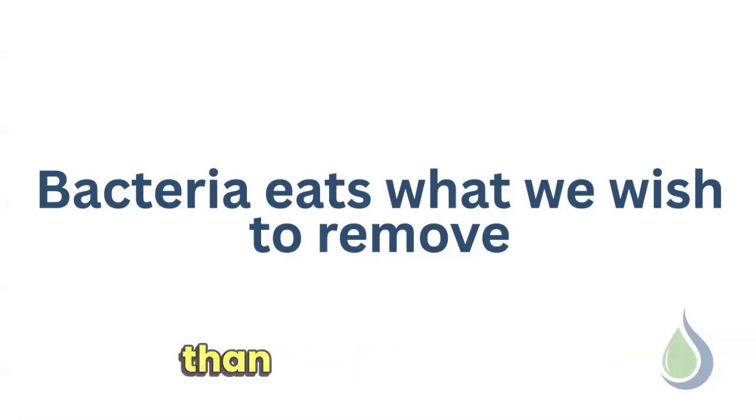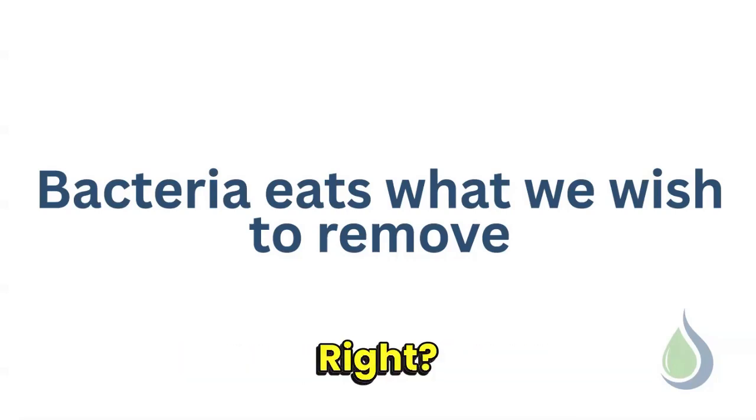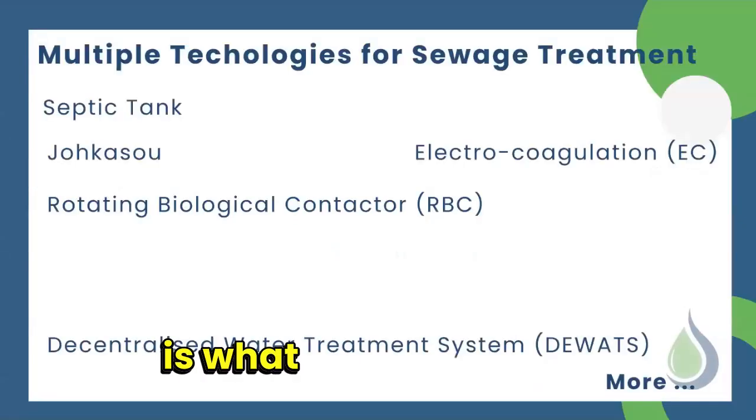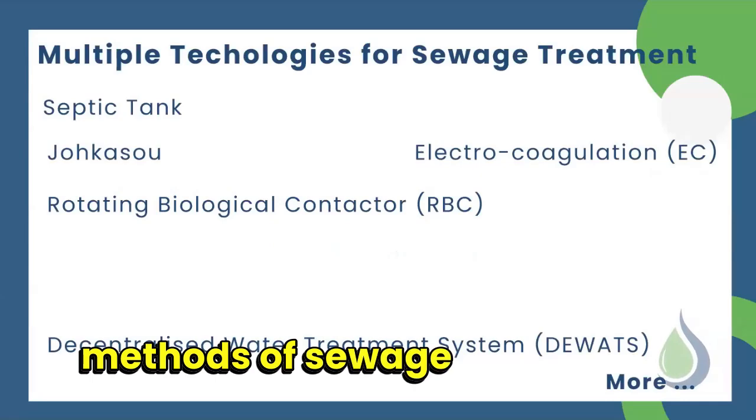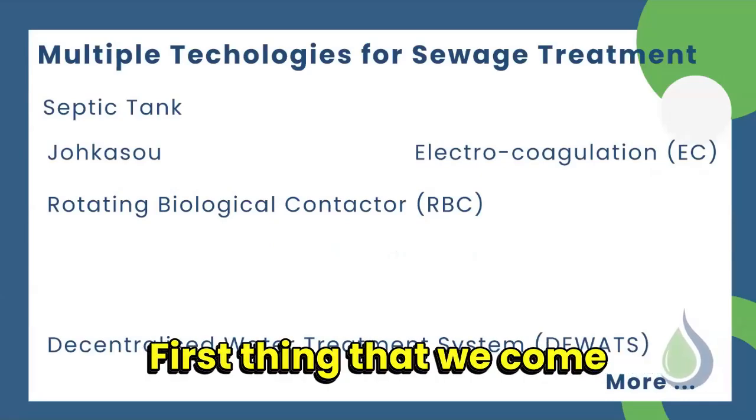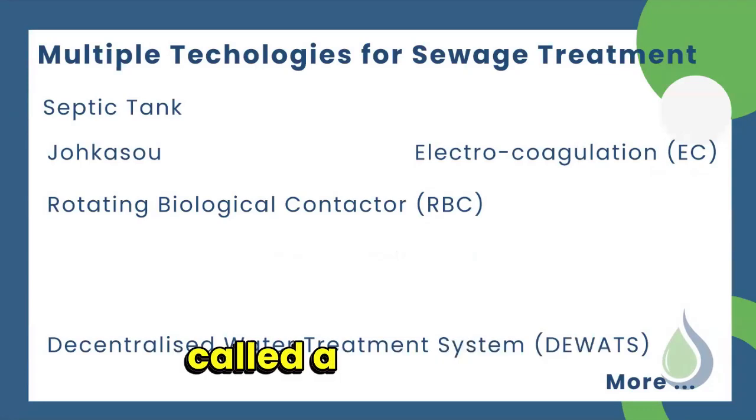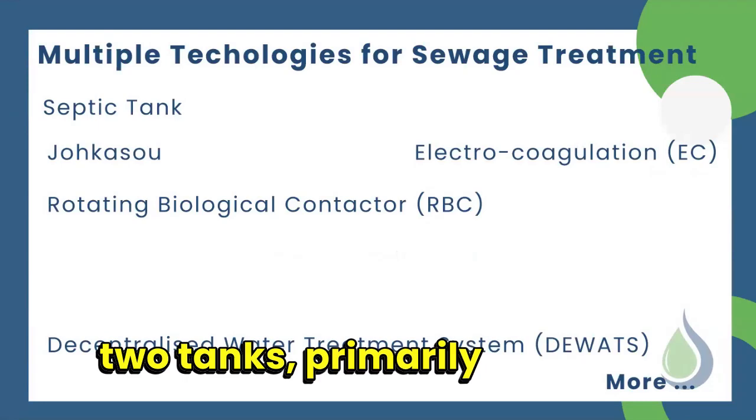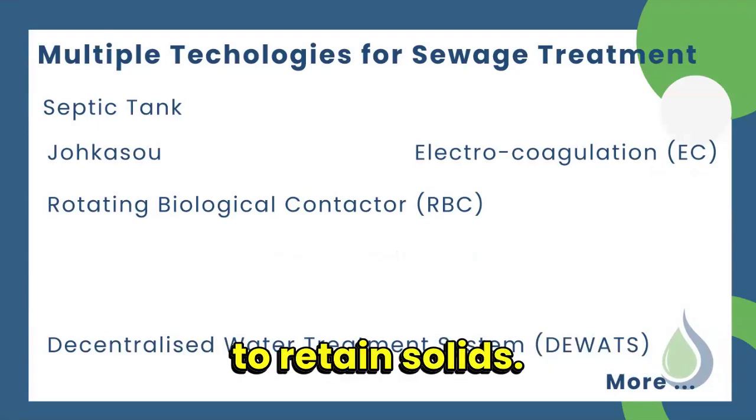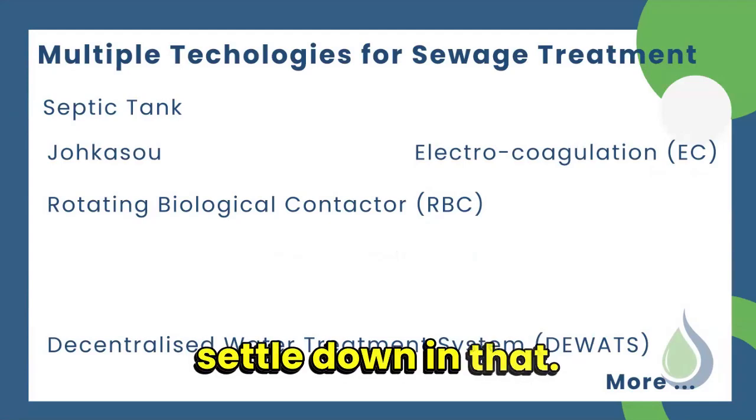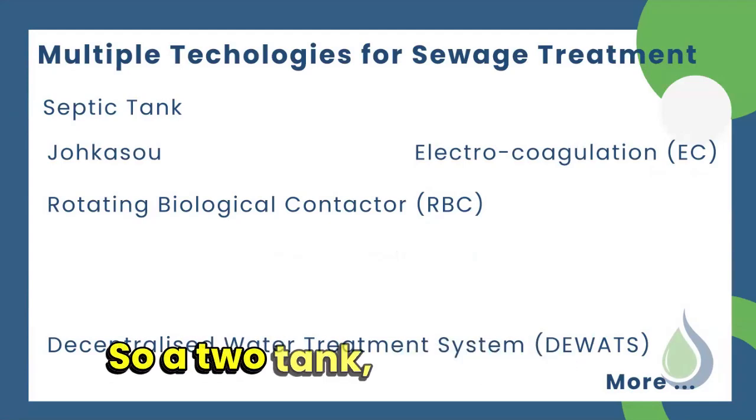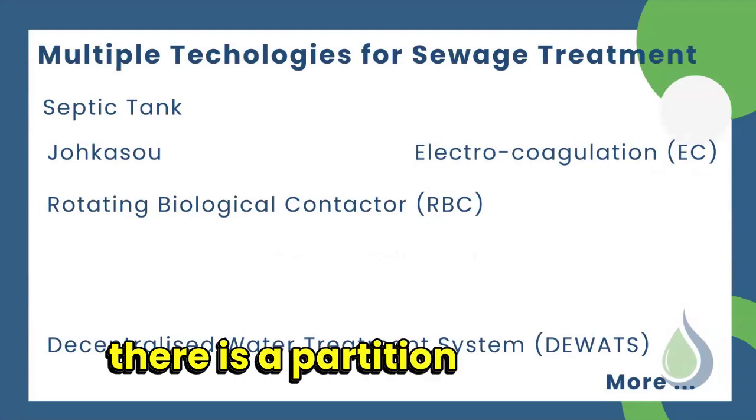70% treatment is better than zero treatment, right? And what we are going to discuss in the next few slides is what are the various methods of sewage treatment. First thing that we come across very traditionally is called a septic tank. Septic tank means two tanks primarily. One tank to retain solids, the heavier particles settle down in that. The clear water goes to the next stage. So a two tank system where there is a partition provided.